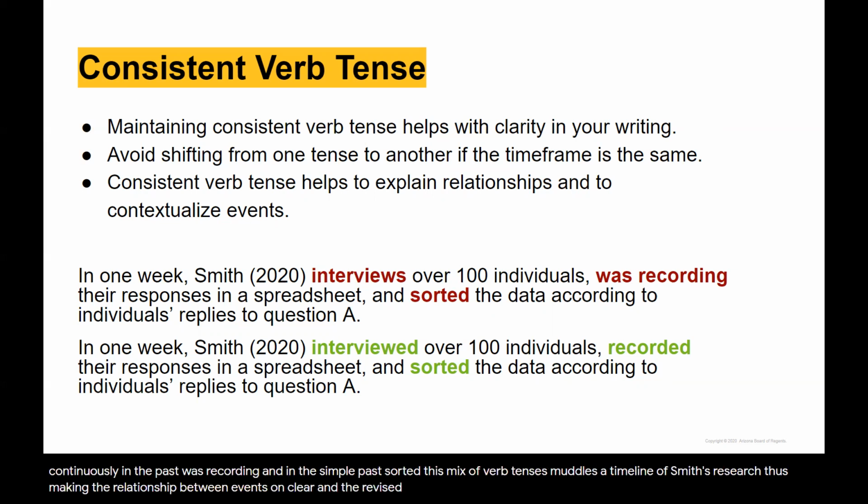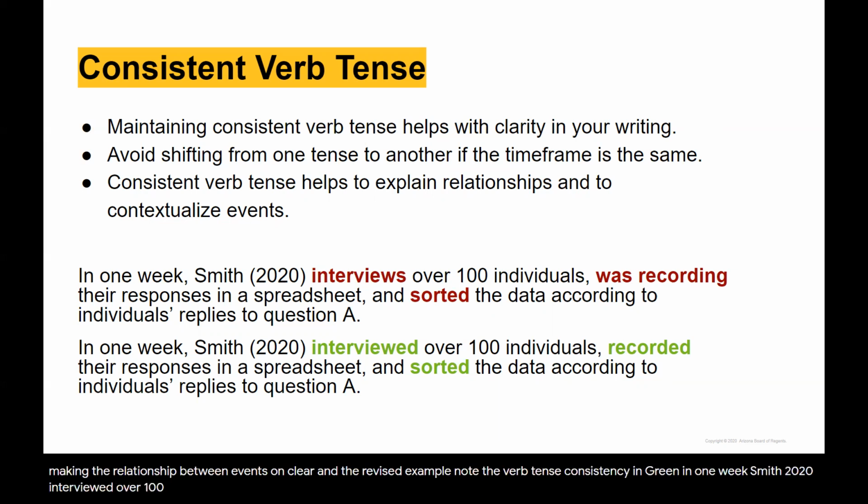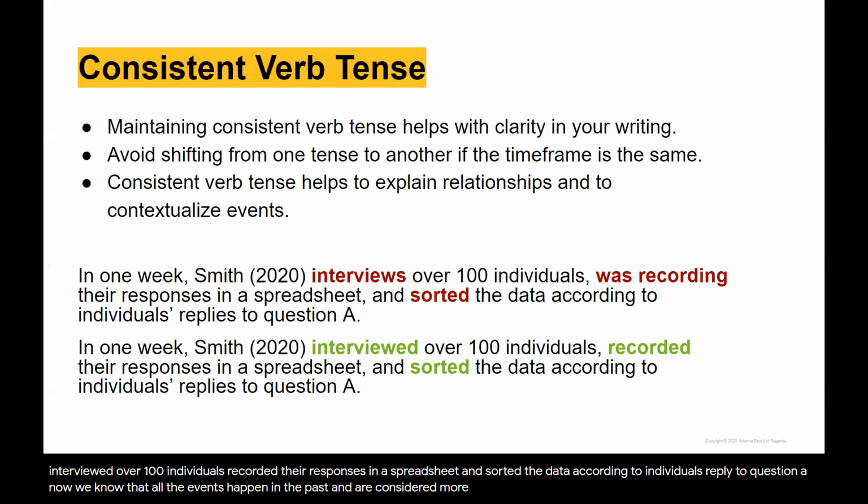In the revised example, note the verb tense consistency in green. In 1 week, Smith 2020 interviewed over 100 individuals, recorded their responses in a spreadsheet, and sorted the data according to individuals' reply to question A. Now we know that all the events happened in the past and are ordered in the list accurately.